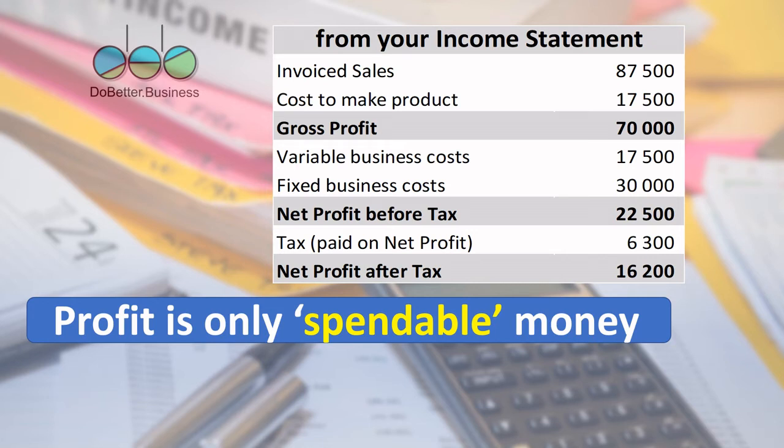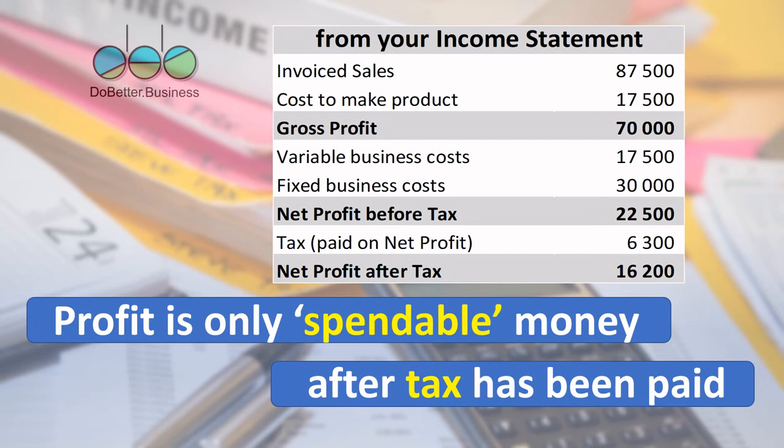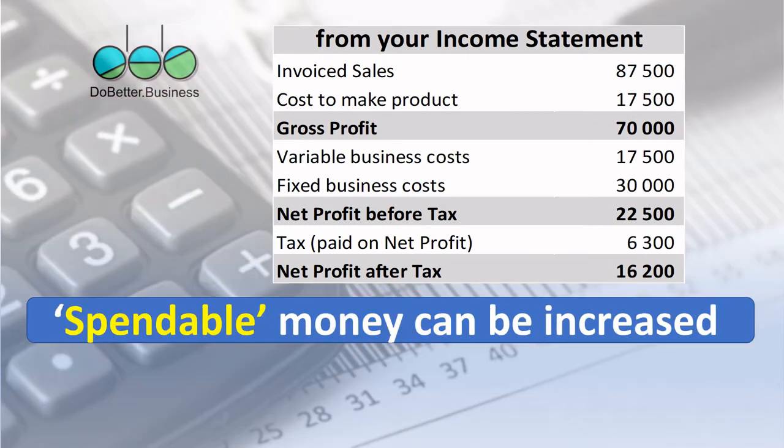That is your spendable money. That's the money that belongs to your business, and that is the money that you can use to spend on yourself in the form of a dividend, or that you can use to invest in the business. But you can also increase the amount of spendable money that you get in your business.